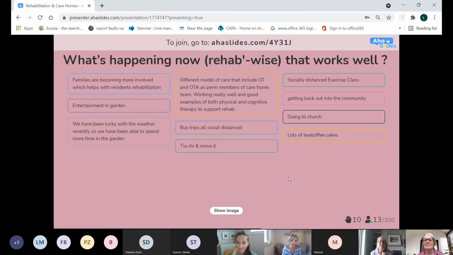It's something that would be really good to hear more about. Tai Chi and Move It, and lots of tea and coffee and cake. That's absolutely something after my own heart. So you can see things popping up, which is so lovely, of all the really good rehab about doing things you want to do, getting connected, getting out there, moving. And I love those connections into the community, going to church and bus trips. Again, really getting back out there, doing the things that matter to people and make a difference.